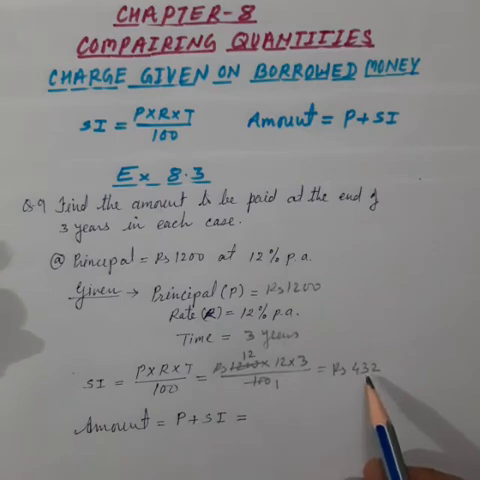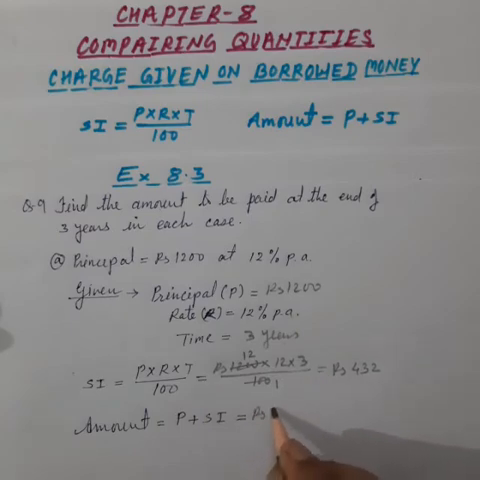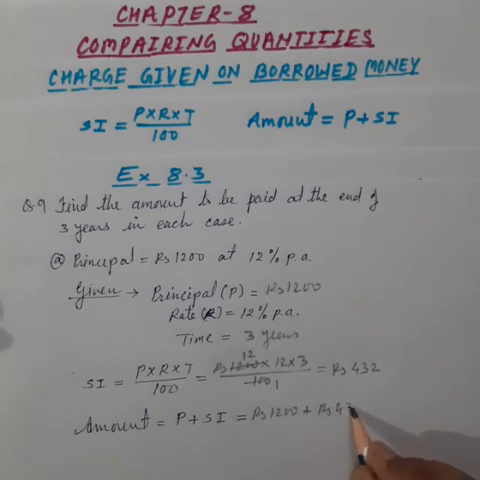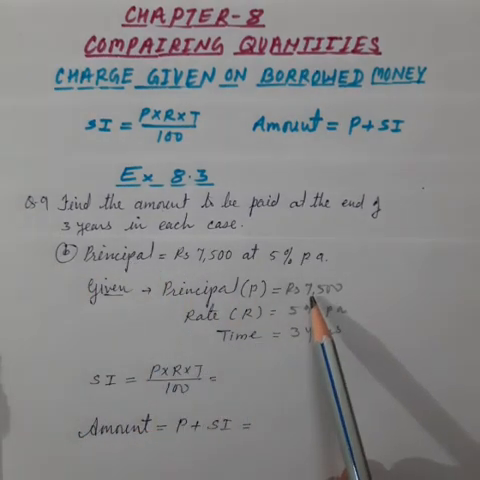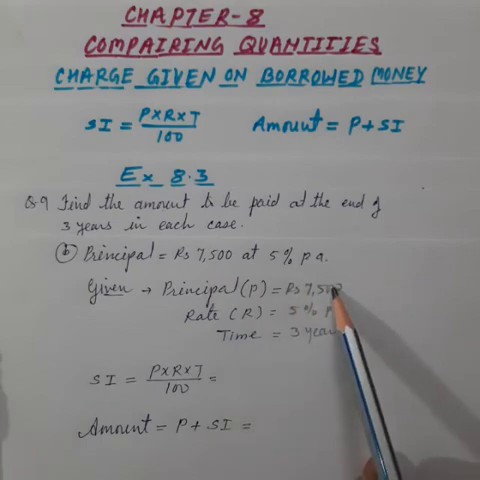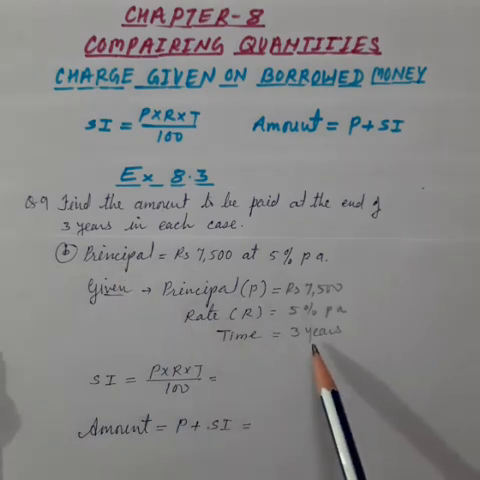Now this simple interest, extra money to be paid, we have to add to the principal. Principal is rupees 1200 plus simple interest is rupees 432. So total amount to be paid is equal to 1632 rupees. B part. Principal is given 7500 rupees. Rate is given 5% per annum and time is given 3 years.